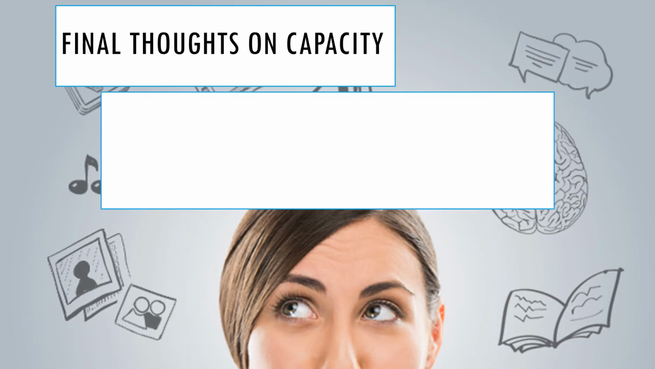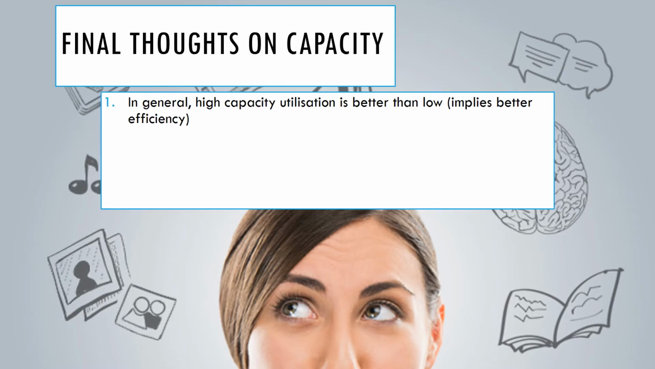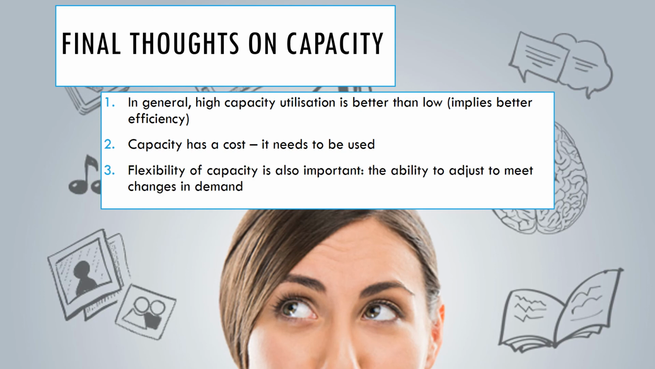So, some final thoughts on capacity. In general, we would say high capacity utilization is better than low, because it implies the business is more efficient and more profitable. Capacity has a cost. If you don't use it, if you have lots of planes with no passengers, if you have a very large restaurant with no customers, if you have a huge football ground with no fans, then there is a cost to that. So you need to try and use your capacity as best as you can as a business.